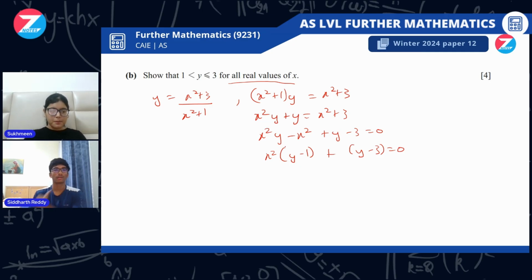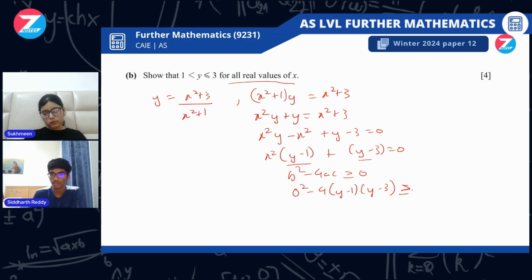If you want to. Okay, so the question is to show that for all real values of x, so that means x has no imaginary solutions. So that means that the b square minus 4ac of this equation, the discriminant, is always greater than or equal to 0. There's no x term with a degree of 1, so this b is 0. So that's 0 square minus 4 into the coefficient over here, which is y minus 1, and c is y minus 3. So this is greater than or equal to 0.